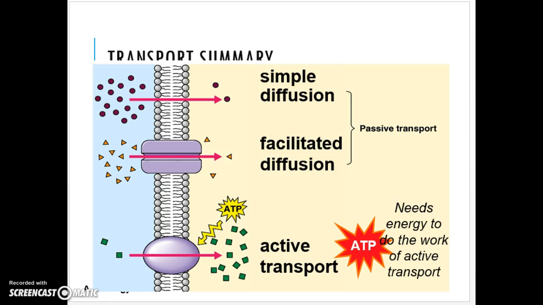So this is a summary of the 3 types of transport across the cell membranes, with the help in 2 cases of proteins. In the one simple diffusion case, the transport occurs without any assistance. It just goes right through the cell membrane.